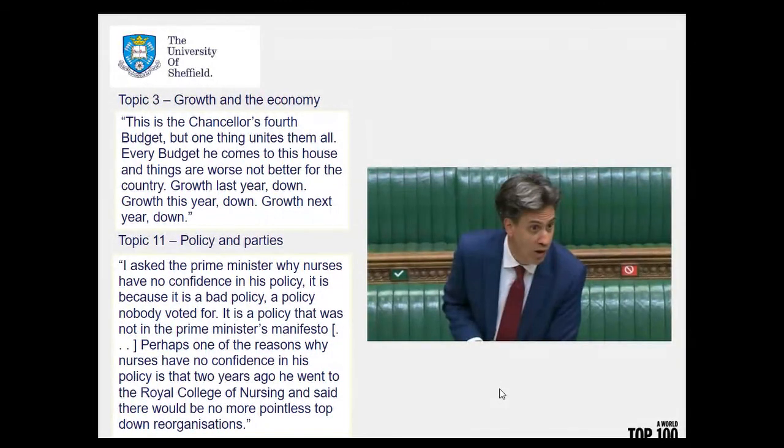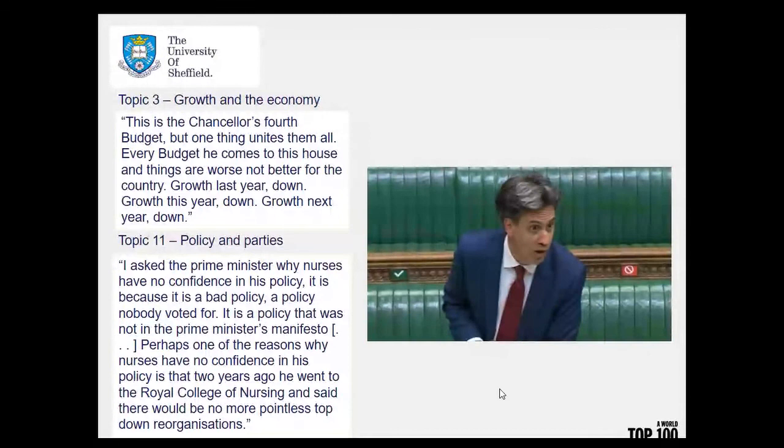For the first document, Miliband is talking about growth and the economy, and he's holding the government to account for repeated falls in growth. For the second document, he's talking about the NHS, but not in an emotive sense. Instead, it's about policy. It's a bad policy here because nurses have got no confidence in it, and it's a broken promise as the government promised no top-down reorganisations.